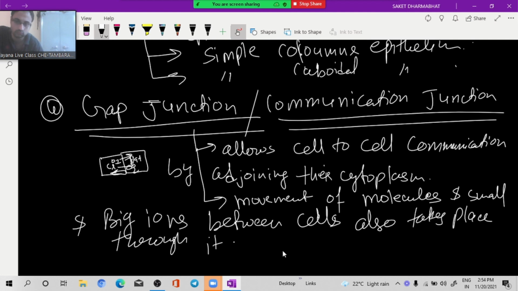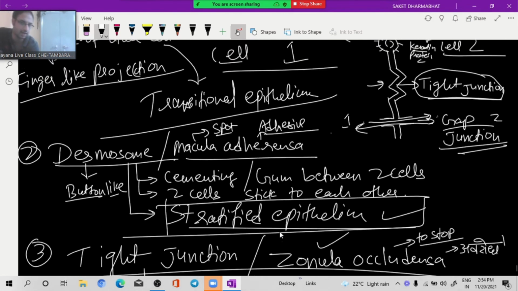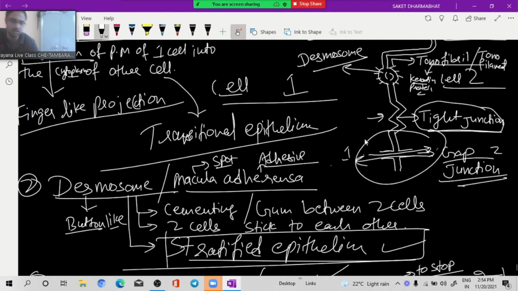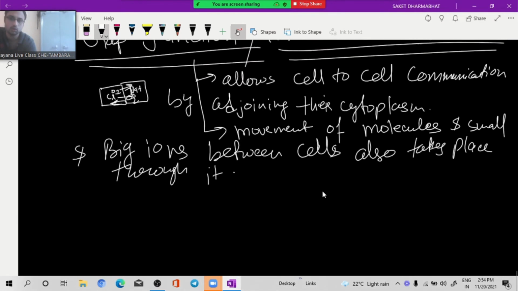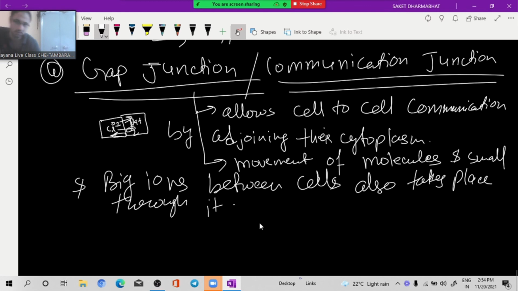So, does this gap junction remain uniform throughout or not? It is found in many places. Gap junction is found at many places, but here in this structure I have told you at this place only, but it is found in many places in the junction. Okay, so this is the gap junction. So where is this gap junction found? Between the cardiac cells.